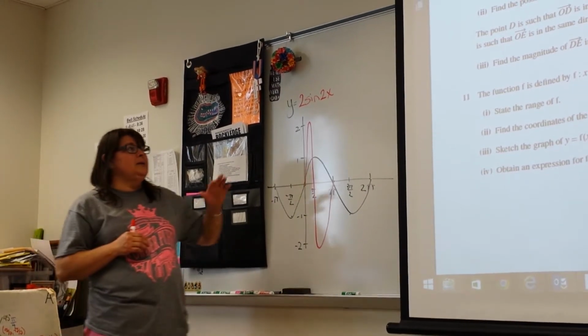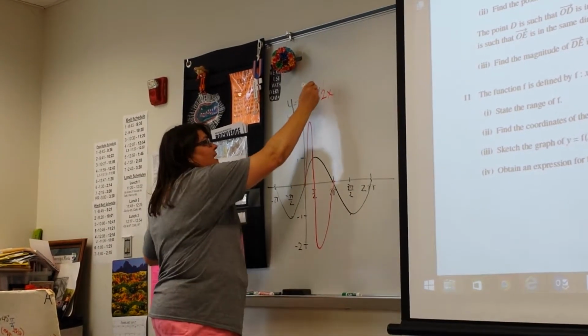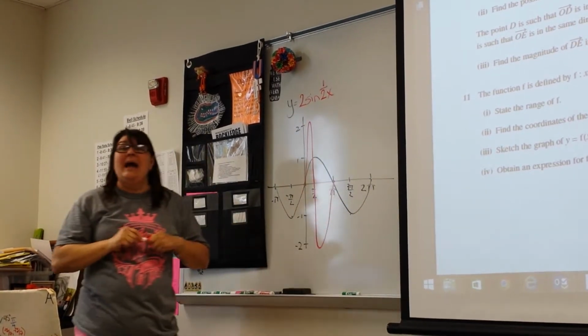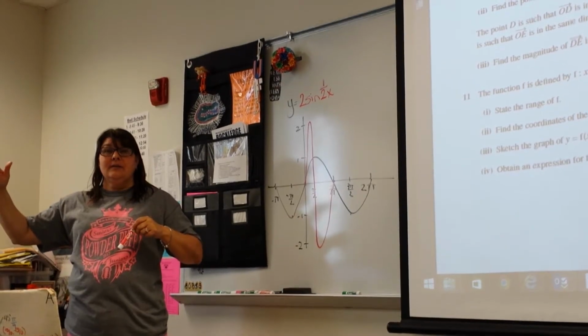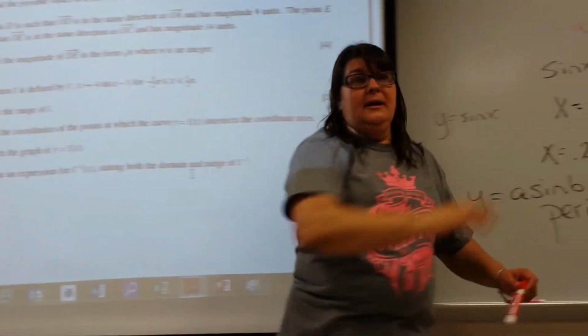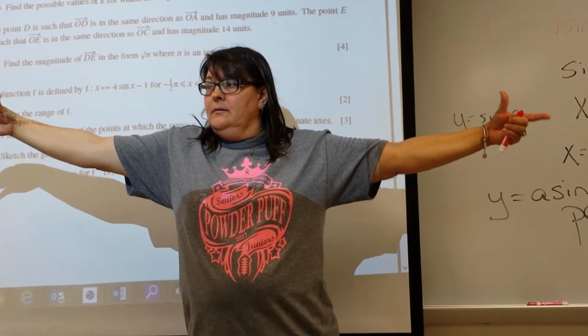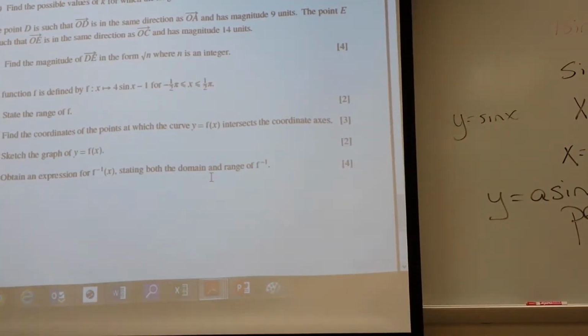What if I had put a fraction here? 2 sine of 1/2 x. It'll extend. It starts at 0 and goes like this: 2 pi, 4 pi. It elongates it left to right. Is everybody okay with what I just did so far?